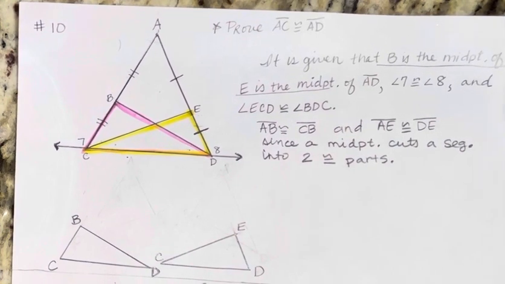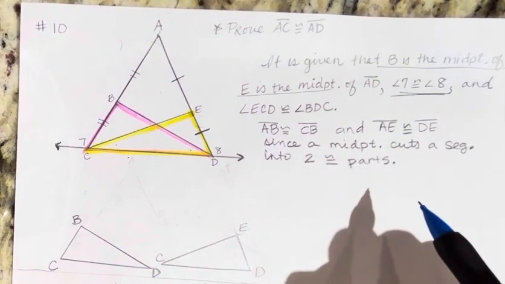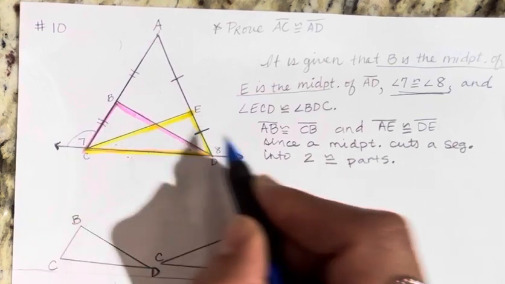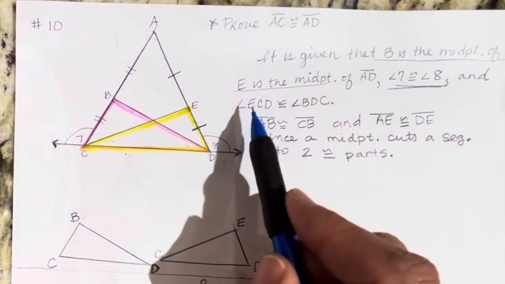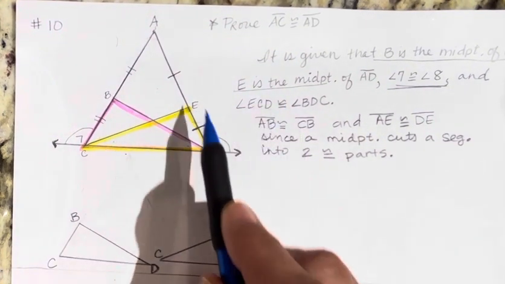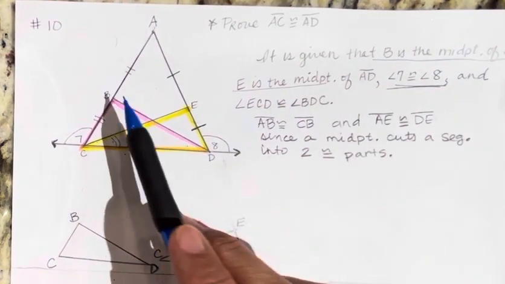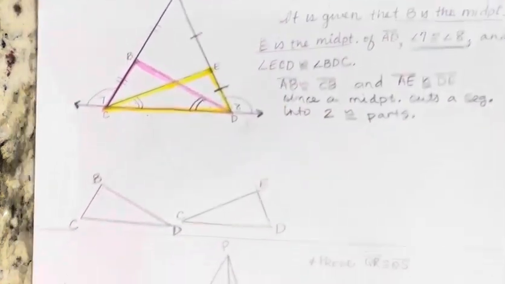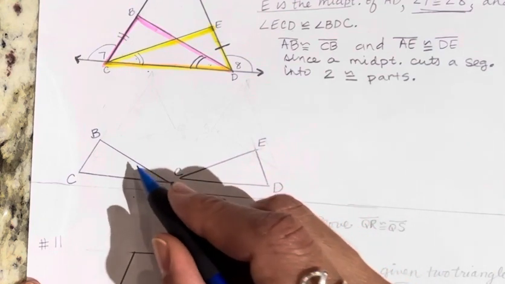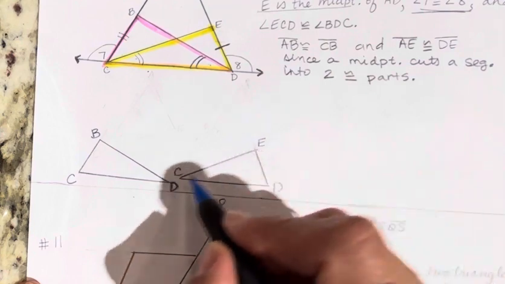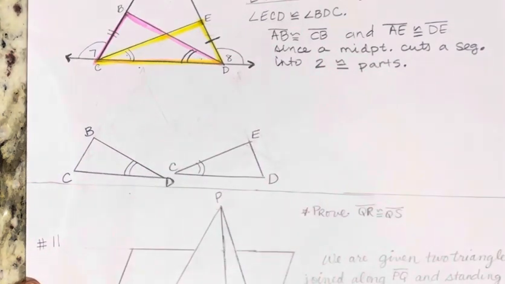Okay, now I'm also given angle 7 is congruent to angle 8. So those are these two outside angles. Also, ECD, that's this angle here, is congruent to angle BDC. So I'm going to put those tick marks on my separated angles here. So we have ECD and BDC.